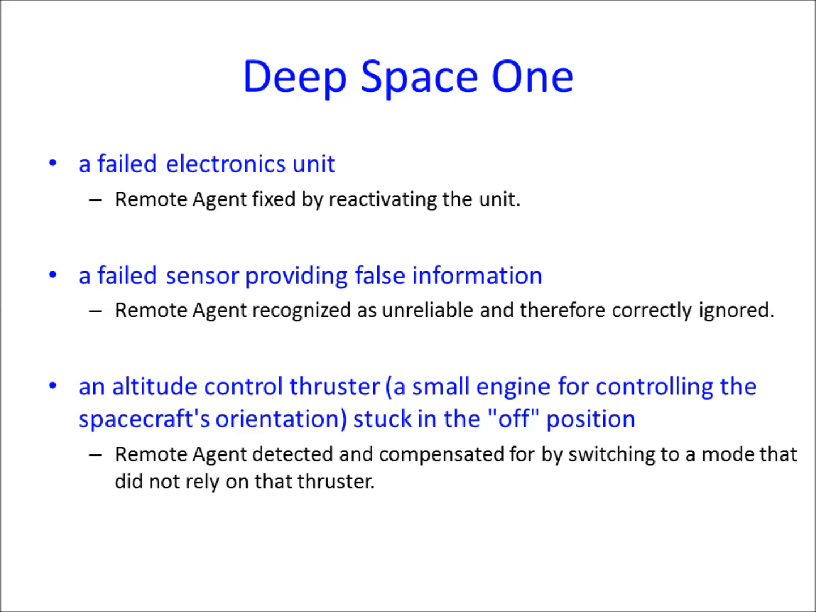So for example, it failed in electronic unit and remote agent fixed it by reactivating the unit. A sensor was giving wrong information, false information. Remote agent recognized it as unreliable and therefore correctly ignored it. And then finally, an altitude control thruster was stuck in the off position. Remote agent detected it and switched to a different mode that did not result in that thruster.